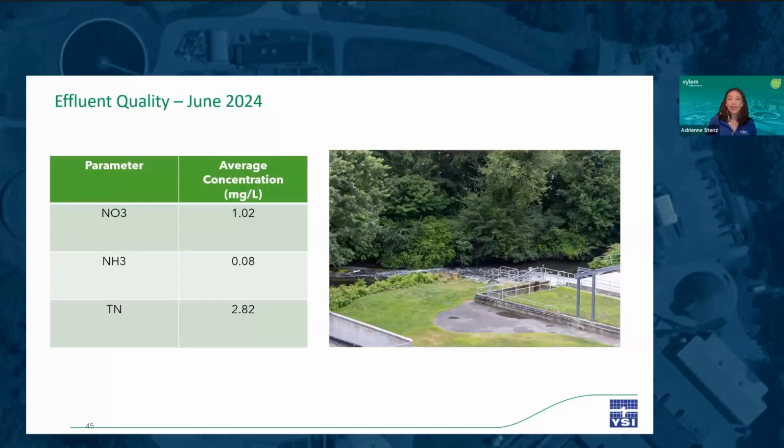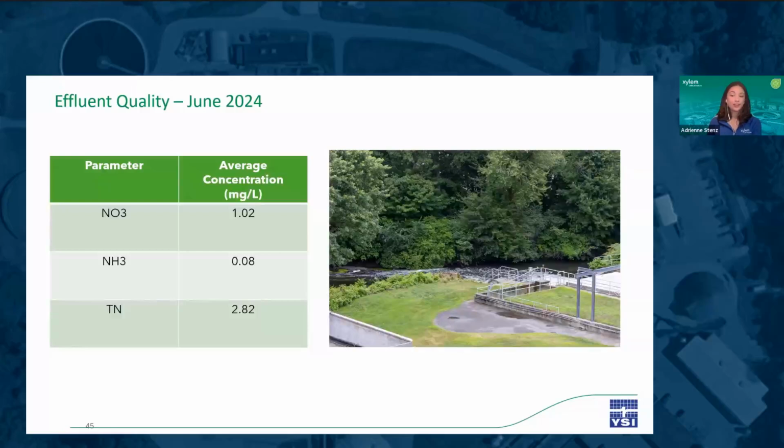Let's talk a little bit about the effluent quality from the plant for the month of June. These are the averages for the month from the lab taken from effluent water samples. The facility maintained good quality effluent throughout the month with average effluent nitrate concentration of 1.02 milligrams per liter, an average effluent ammonia concentration of 0.08 milligrams per liter, and an average total nitrogen effluent concentration of 2.82 milligrams per liter. So both control methods used by the South and North Basins maintained the water within the effluent standards for the facility for the month.